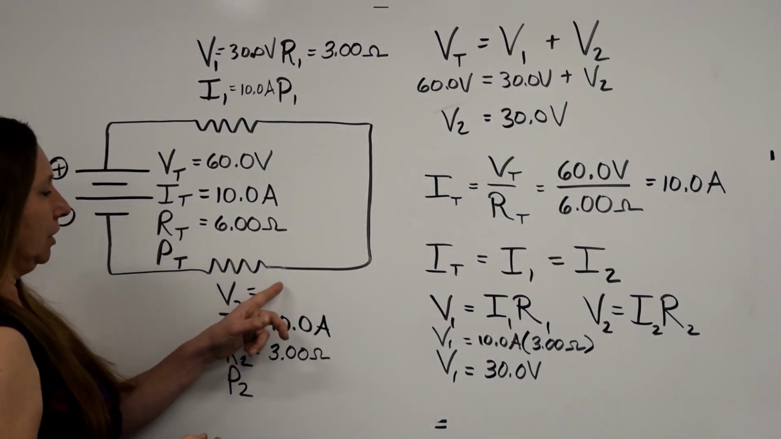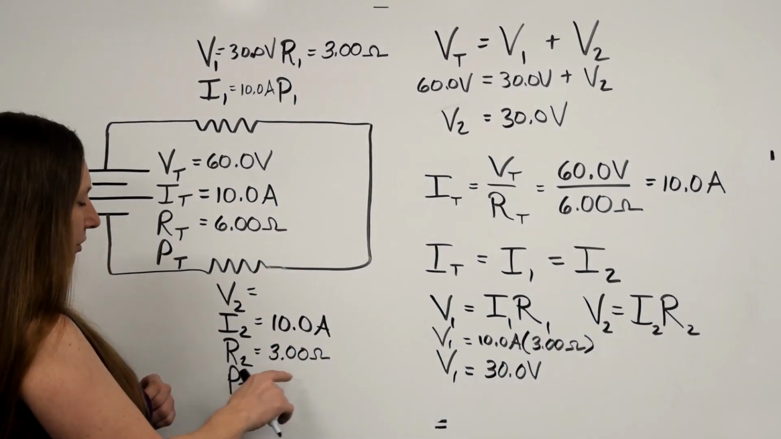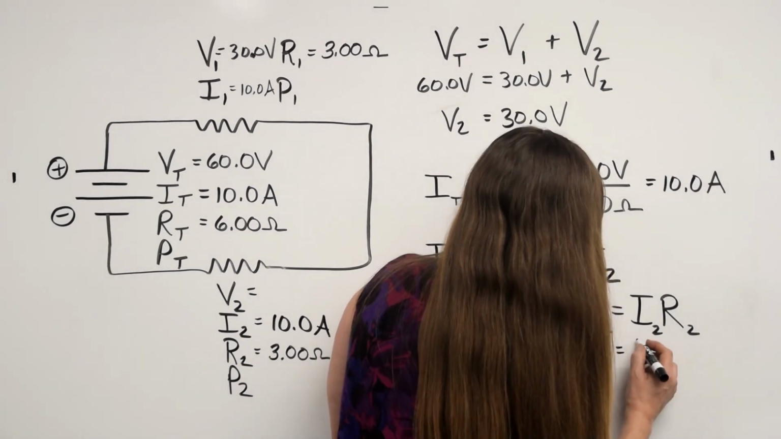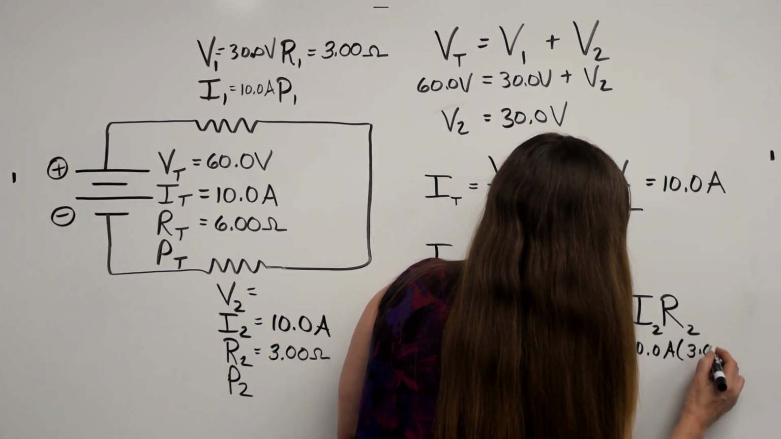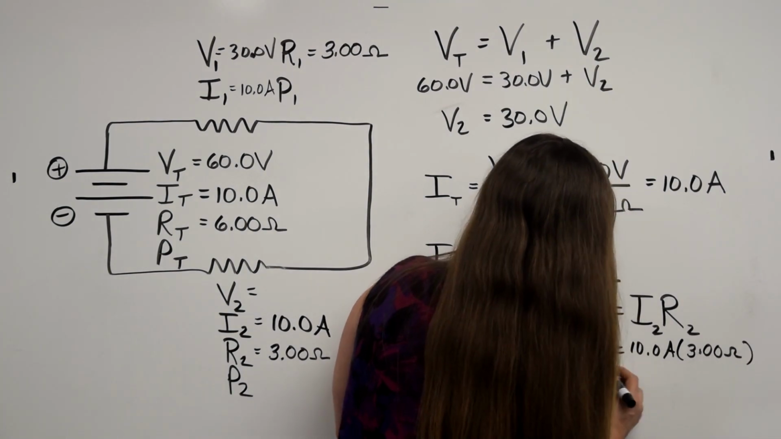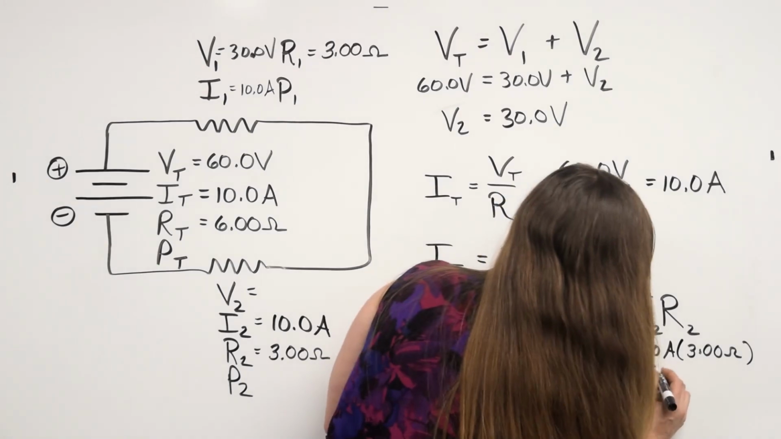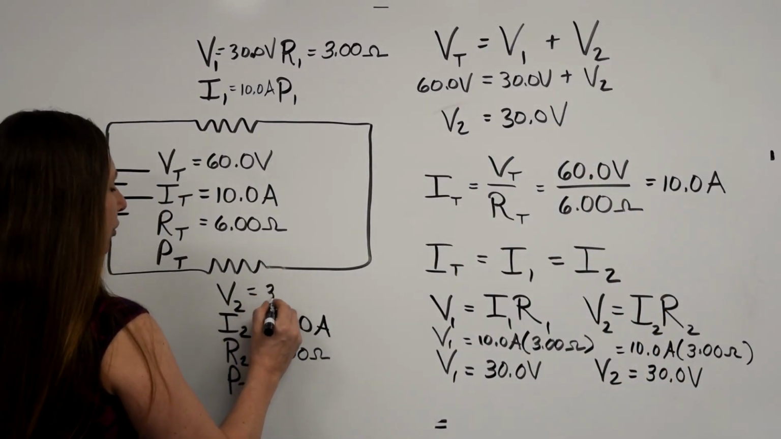Now, you know it's 30 volts. You could also say, well, if I2 is 10 amps and R2 is 3 ohms, then V2, just like V1, is also 30 volts. So we figured that out two different ways.